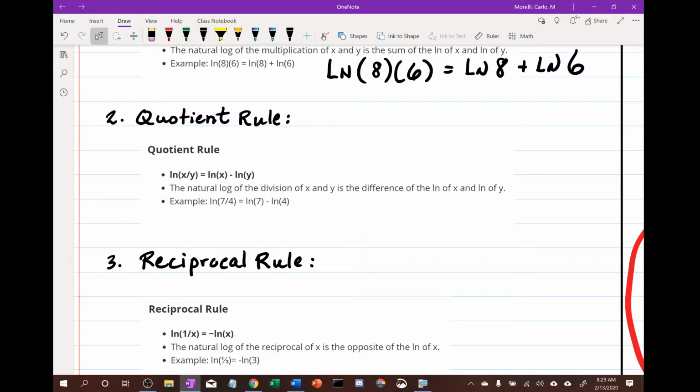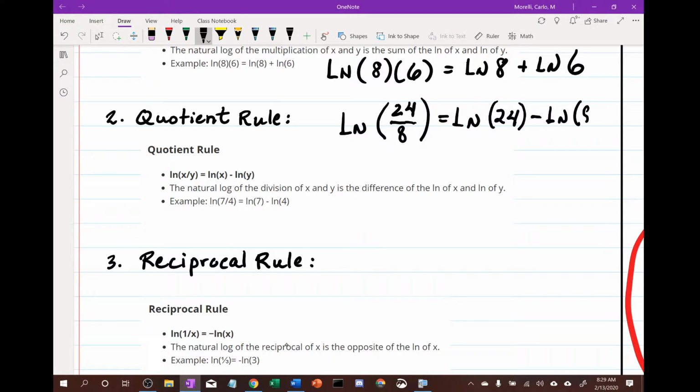Let's do this. Let's think of two numbers that are divisible by one another, like 24 and 8. So I'll say the ln, or natural log, of 24 divided by 8 is equal to the natural log of 24 minus the natural log of 8. All right. And yes, this applies. That is equal to ln of 3.